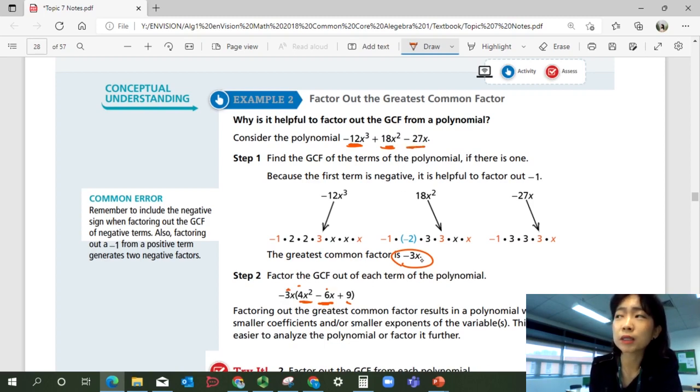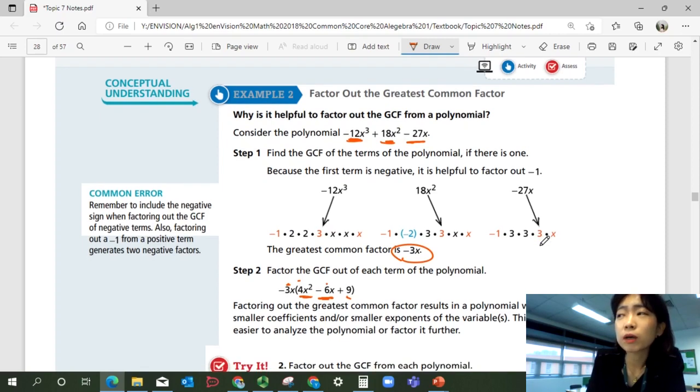So we're going backwards and factoring it out so that we have parentheses and a form where we could use the distributive property. So factoring out the greatest common factor results in a polynomial with smaller coefficients or smaller exponents of the variables.